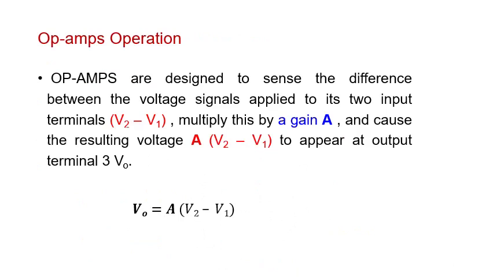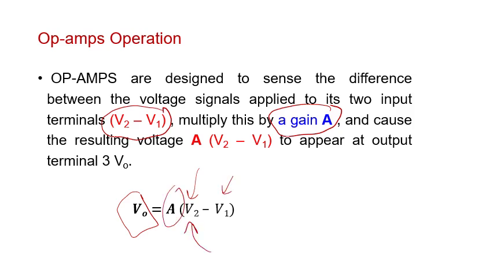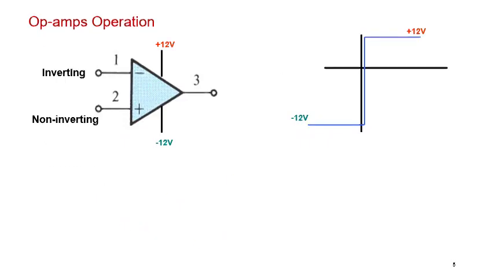The operational amplifier function, or its operation, is to produce on its output a signal equal to the difference between the 2 inputs multiplied by the gain. So its output is equal to (V2 minus V1) times the gain. Remember that V2 is the non-inverting input minus the inverting input, multiplied by the gain. That's going to be shown on the output.